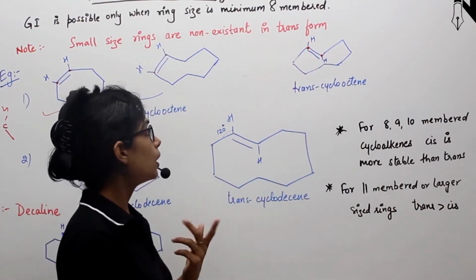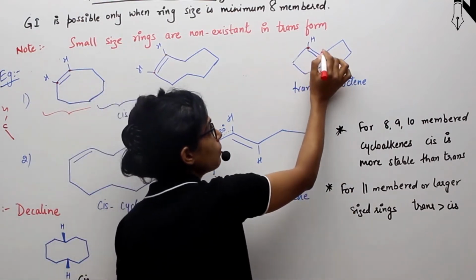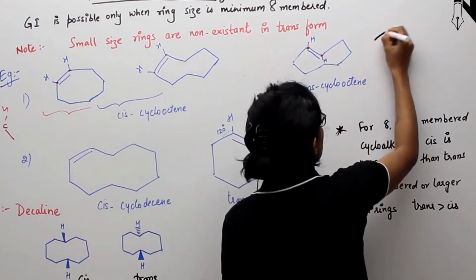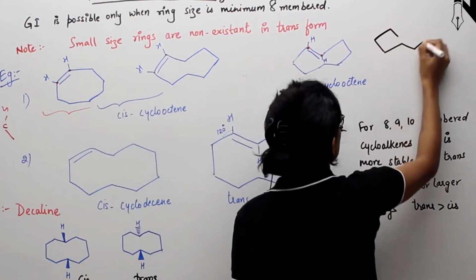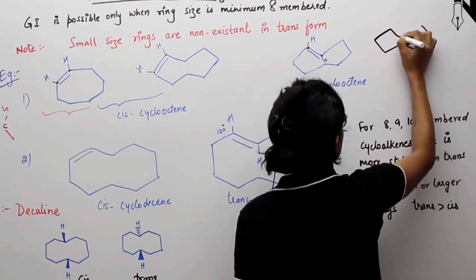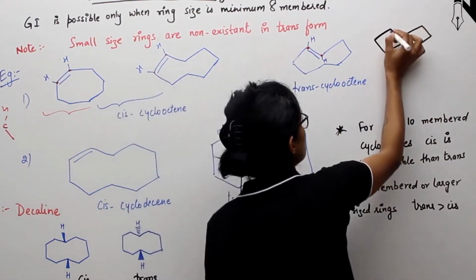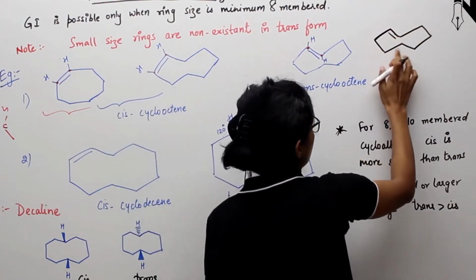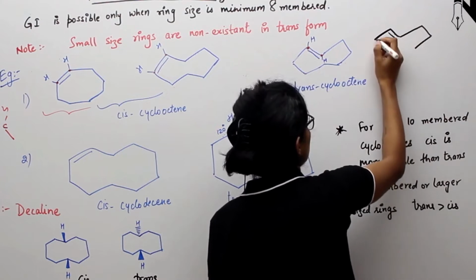Here you have to mind one thing. Many people may ask, why can't we put hydrogen up? So let me draw a new cyclooctene and then explain why hydrogen cannot be placed up. This is a cyclooctene. So here is my double bond. I have drawn it quite small. I think I won't be able to explain with this. Let me just draw it a little bigger.